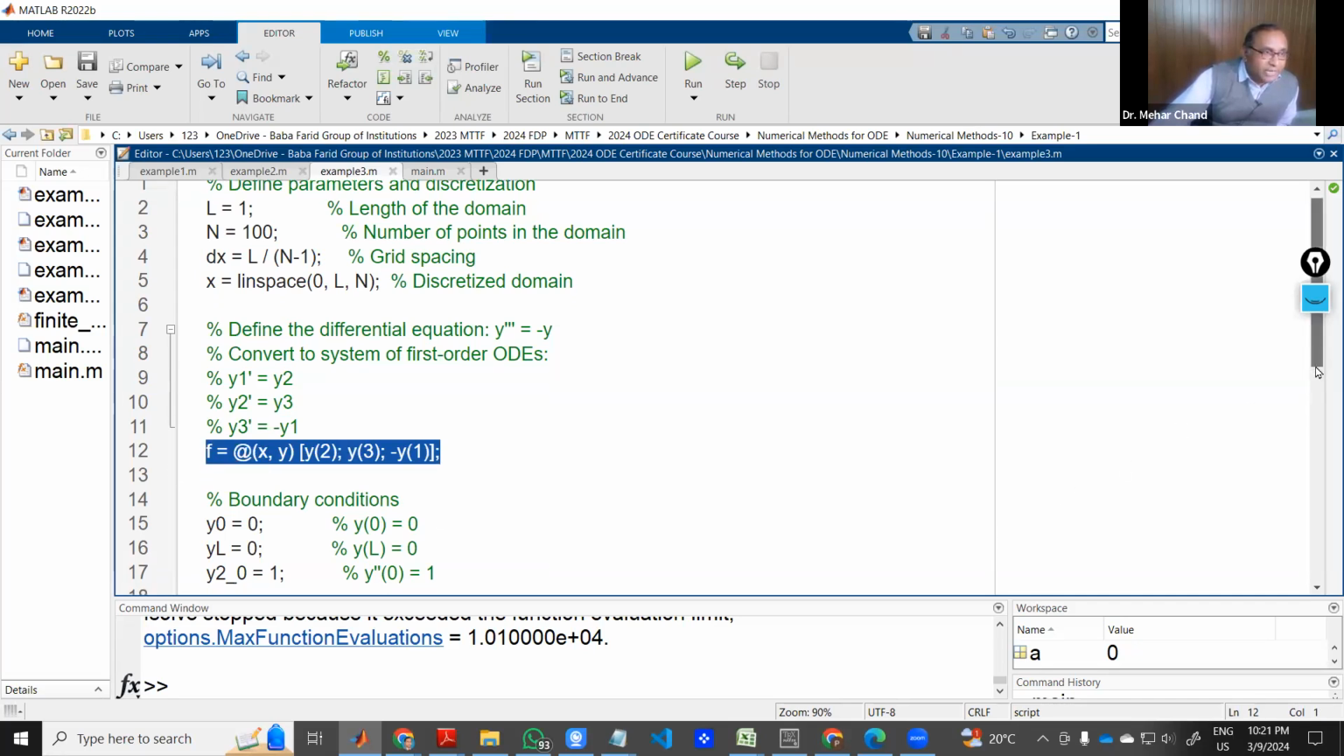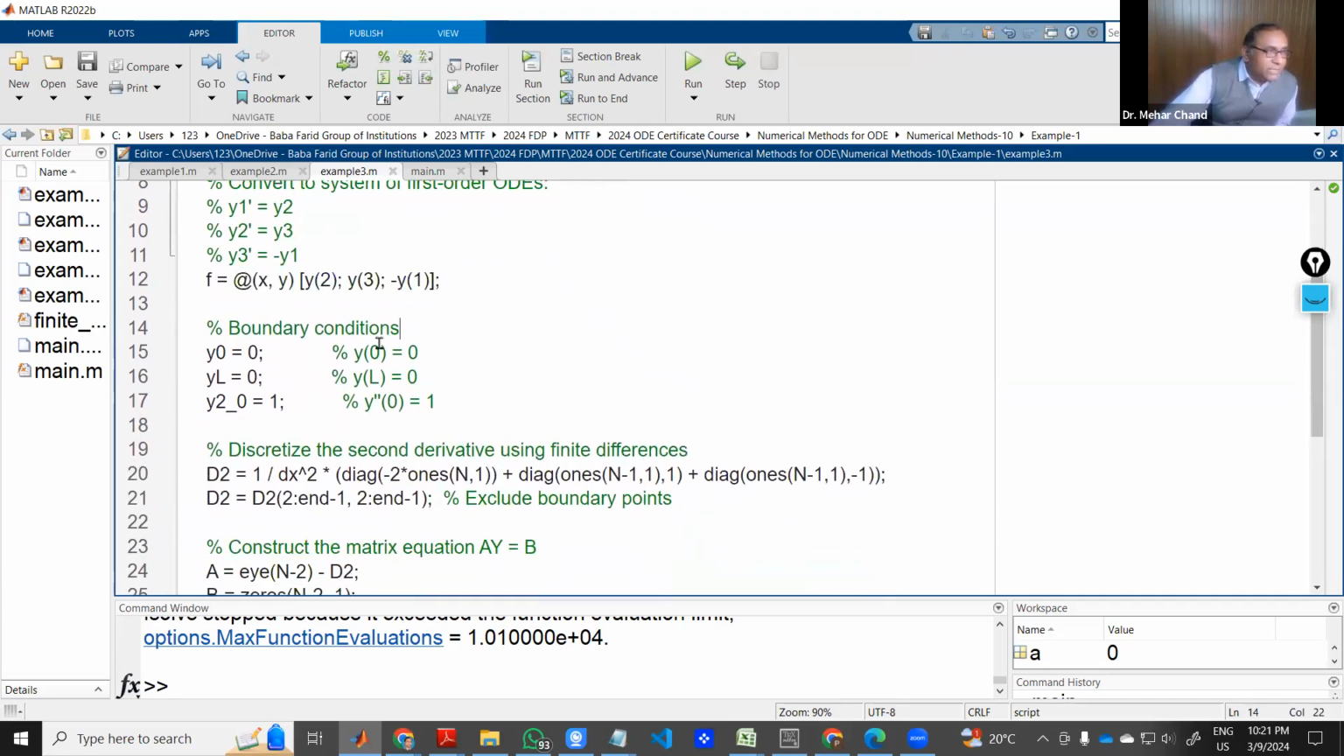After that, now you can easily come to the boundary conditions. y0 is equal to 0, and the other boundary value is again 0. We denote it in this way, and y double dash 0 is equal to 1. So we denote it by y2 0 is equal to 1.